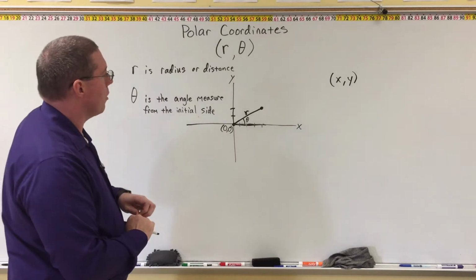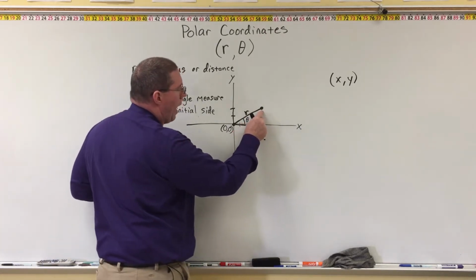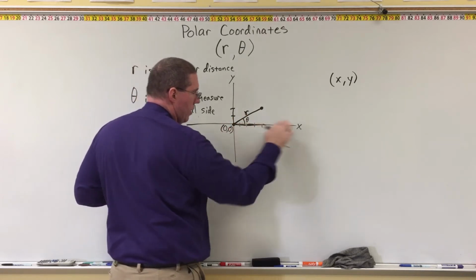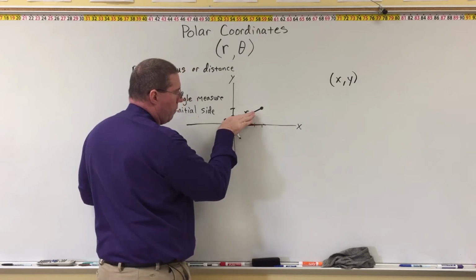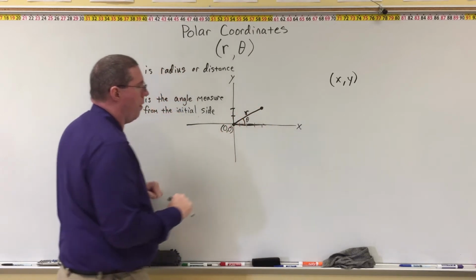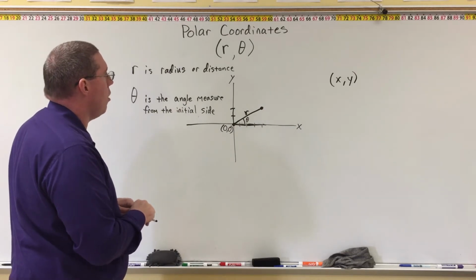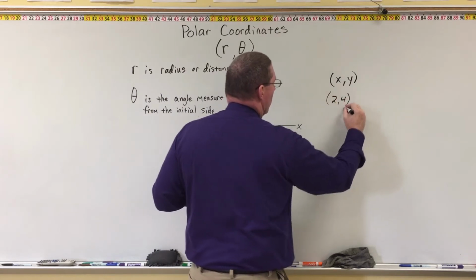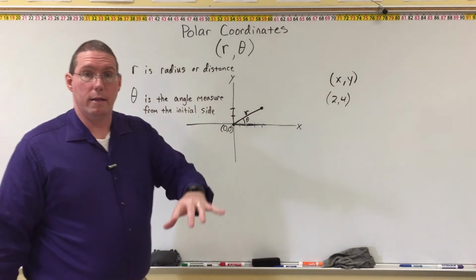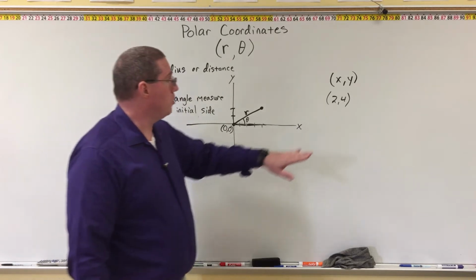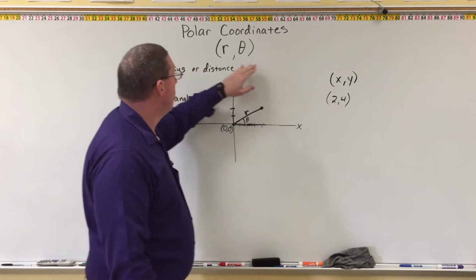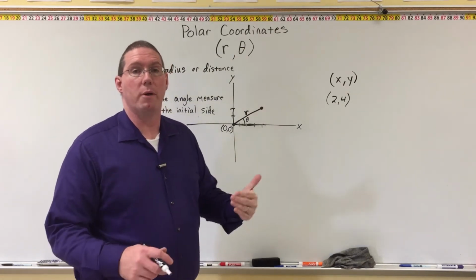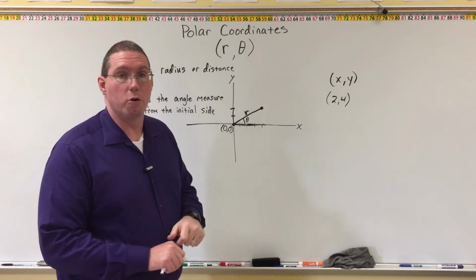And so what we're doing is we're identifying a point by its elevation from the positive side of the x-axis, or the initial side, its angle measure from the initial side, and then its distance from the center, okay? And so what we originally had here was the point 4, 2, and later in this lesson, I'm going to show you how to convert this 4, 2 into polar coordinates, okay? But right now what I want to do is show you a couple more examples of how we can understand polar coordinates.